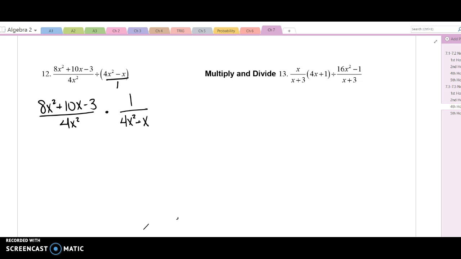But for right now, we're just going to say, this is how you would start this problem, and then assuming that you know how to factor, you could finish it. We're also going to skip this one.